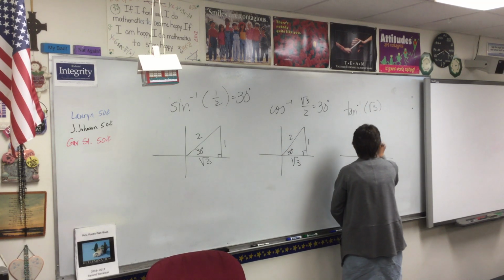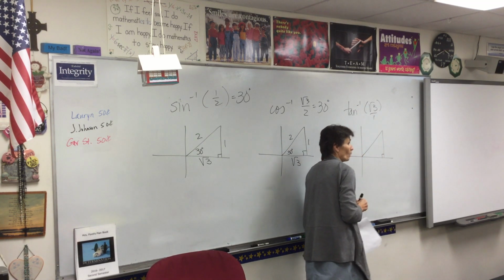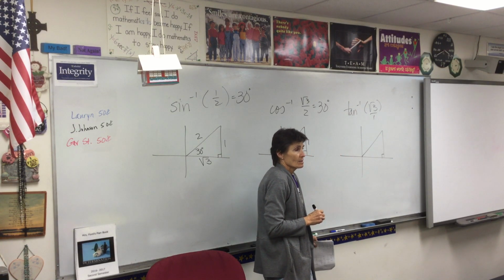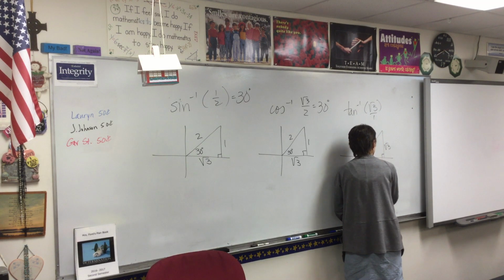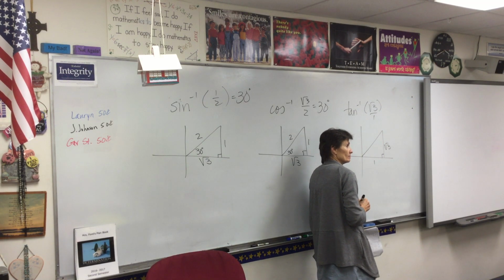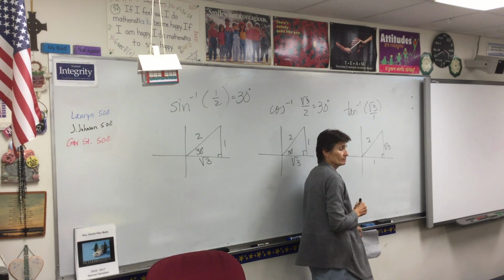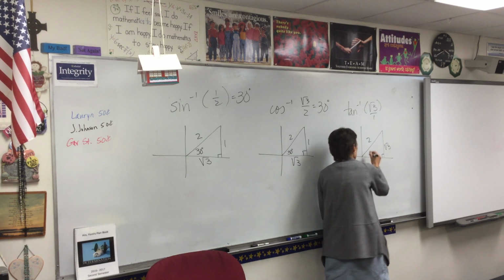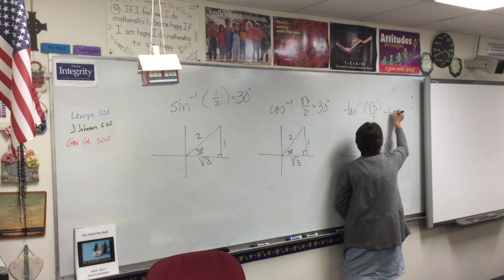My triangle. Now, does it make sense to you that that's root 3 over 1? Yeah. So when you draw this, you're going to put the root 3 here and the 1 here. And that'll be a 2. And that'll be a 60. So the answer to the problem is 60 degrees.